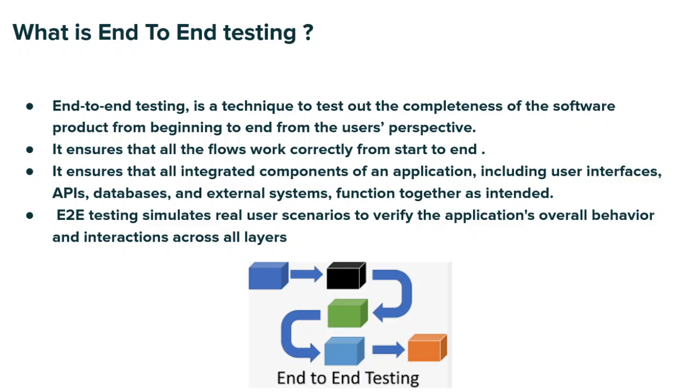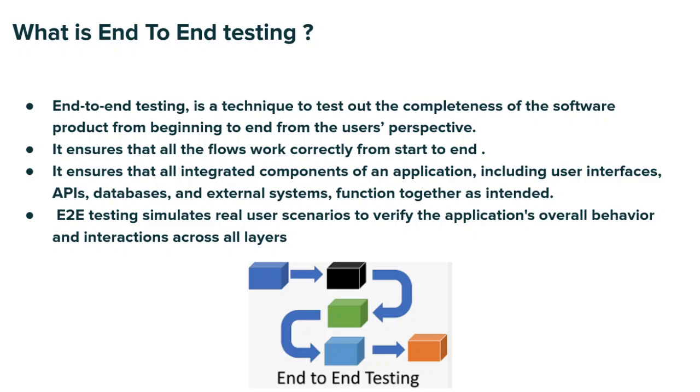It ensures that all the integrated components of the application, including user interface, API, database, and external systems, function together as intended, because in end-to-end flows we complete the flow from the user's perspective from starting point to ending point, which eventually covers all the integrated components in that software application. So end-to-end testing simulates real user scenarios to verify the application's overall behavior and interactions across all layers.